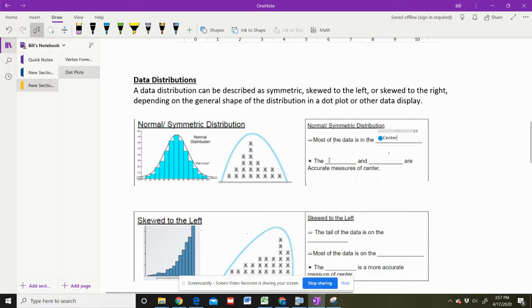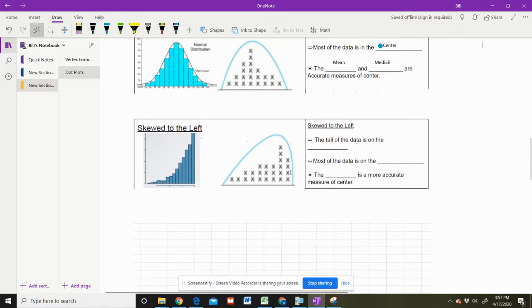Now it's saying the mean and the median are accurate measures of center. So my mean and my median are pretty close to each other, if not equal to each other, when we have a normal symmetric distribution.